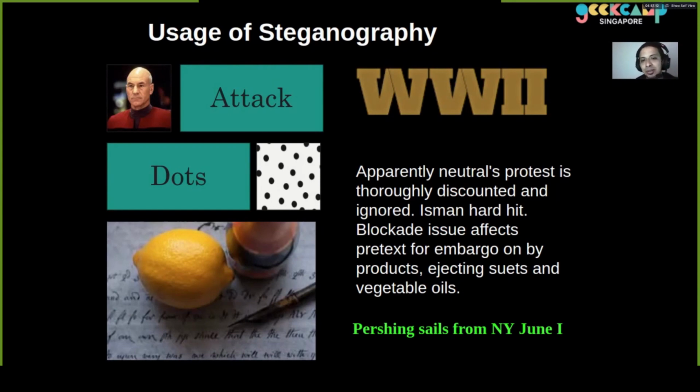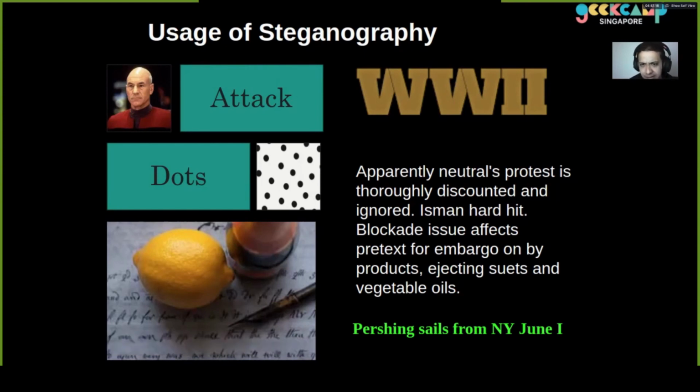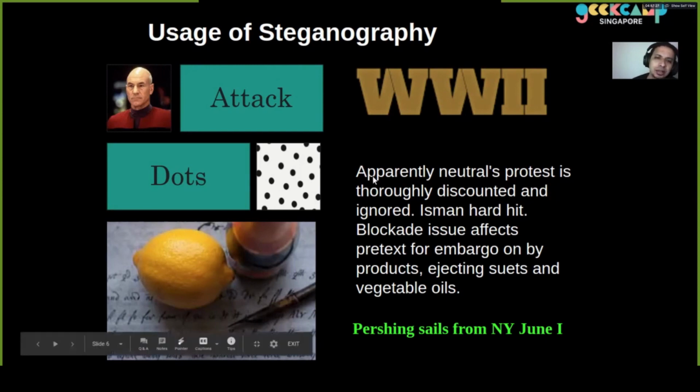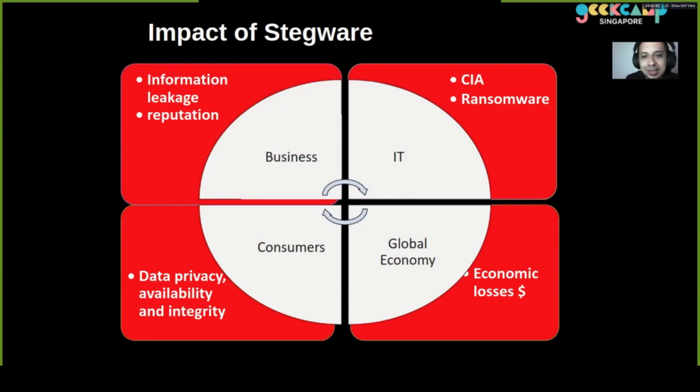Now, on your right, you're going to see a text message that was sent by a German spy. If you read this text message, it doesn't seem to carry secret information. However, if you use the second letter of each word, you will be able to extract the secret message from the text. So these are just very simple examples of how steganography has been used in the past to perform or coordinate attacks. Now, what is the current impact?